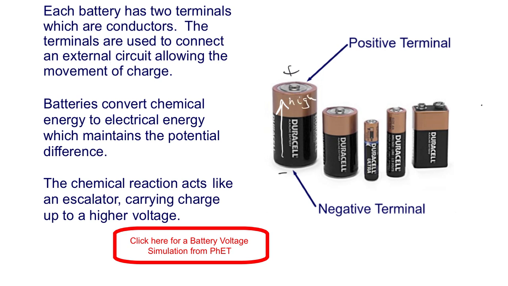So the battery, by chemical energy, turns low potential, or low voltage, into high voltage. Okay, or potential, if you want to call that.